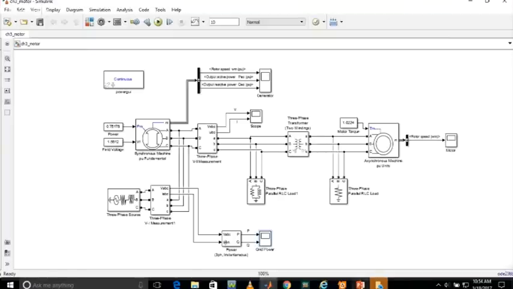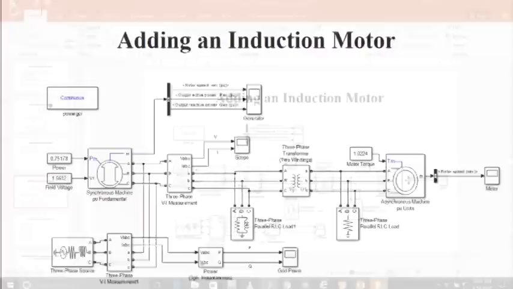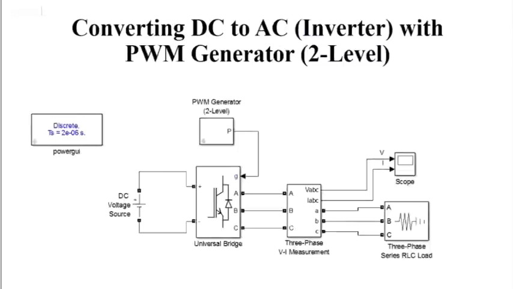So the next thing we are going to discuss is converting DC to AC, an inverter with a PWM generator. In this we have used a universal bridge. A universal bridge is a simple three phase bridge circuit utilizing six switches. So we have given a PWM generator with six pulses to this universal bridge circuit, and we have taken a DC voltage source.